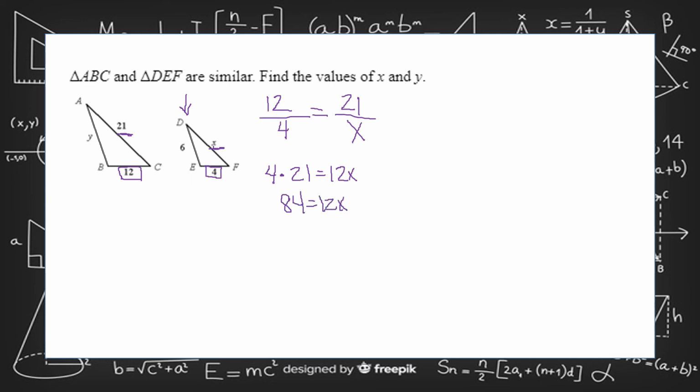Then I've got 12 times x. I need to undo that. So I'm going to divide both sides by 12. 84 divided by 12 gives me 7. So now I have the x value. So I'm going to set up another one for the y value.